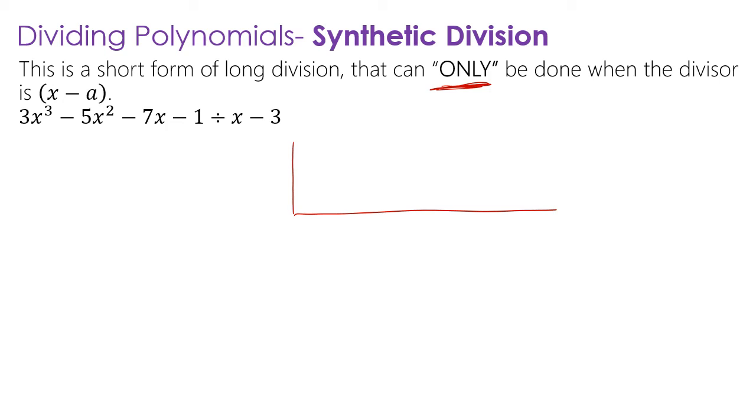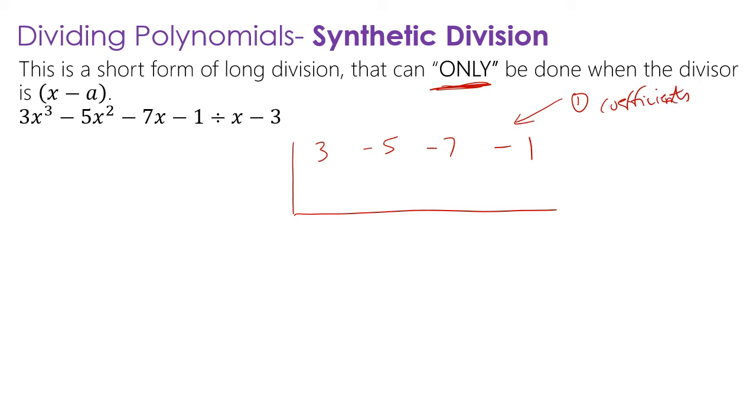And what you do across the top is you write all of the coefficients. And again, you're still checking if it's in descending order of x and if you have to put a 0 placeholder, which we don't. So the first thing you're going to do is write all the coefficients across the top. So 3, negative 5, negative 7, negative 1. We're going to make a note here. So this was step 1. Write the coefficients.